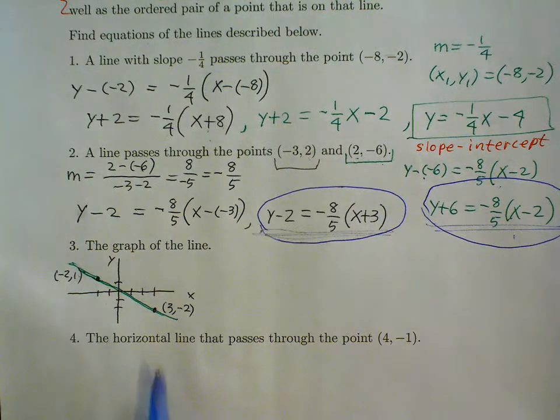Well, this is pretty much like the previous problem. Since we have the ordered pairs of 2 points, we can find the slope. We can also use the graph to find the slope.